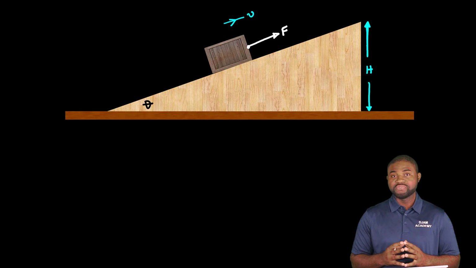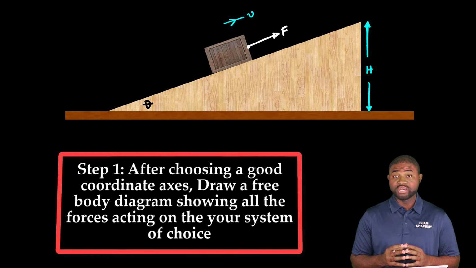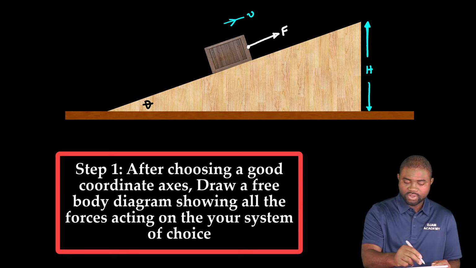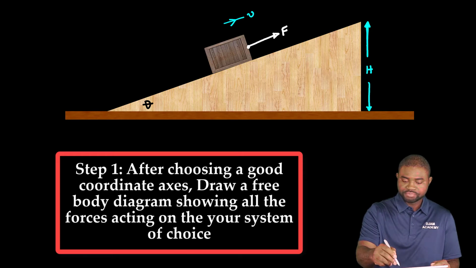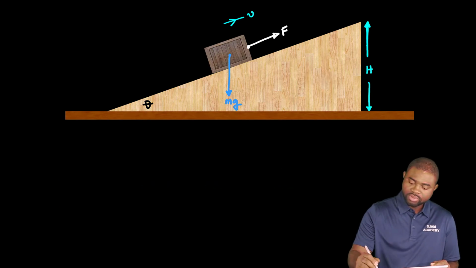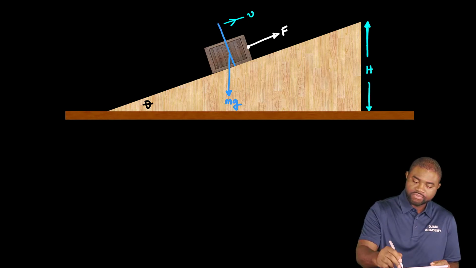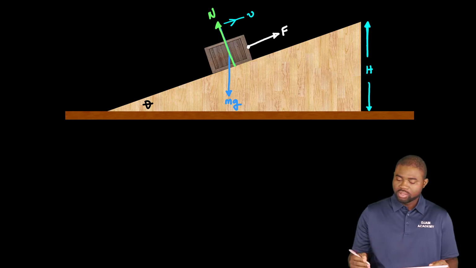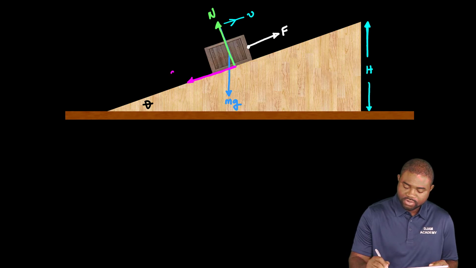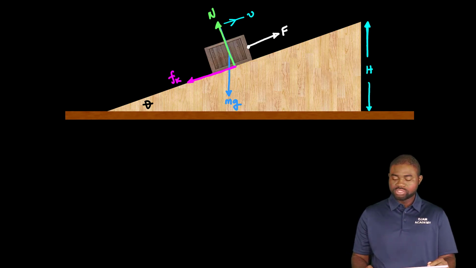The very first thing that we have to do in this problem is to start by doing the free body diagram. We have the weight of the box acting vertically downwards. So this is the weight mg. The normal force acts perpendicular to the plane of the box. This is the normal force. And lastly, the friction force, which is kinetic friction in this case, acts in the opposite direction to the movement of the box.